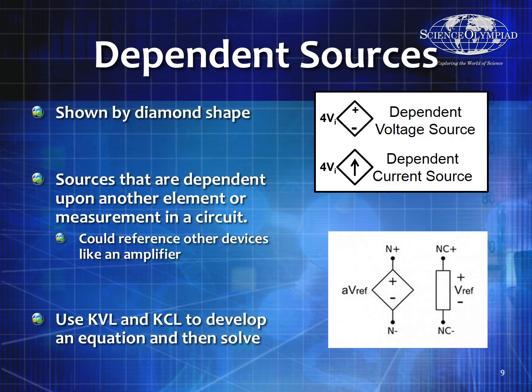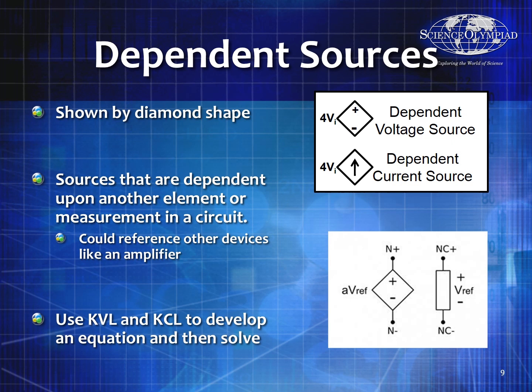So we're also going to talk a little bit about dependent sources. Now, dependent sources are just like normal sources, except they're dependent on something. So you can have a dependent voltage source, you have a dependent current source. And you see this quite often used to show an amplifier or some type of very complex circuit. Okay, so these are sources that are dependent upon another element or measurement in a circuit. A lot of times they'll reference other devices.